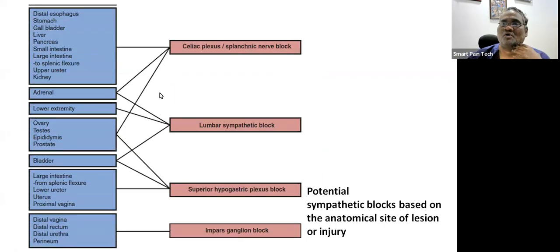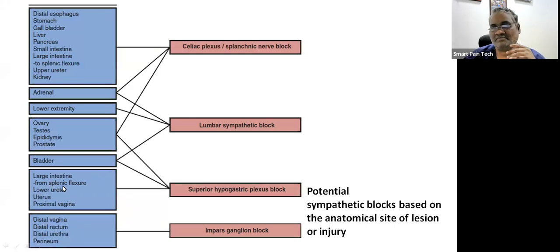Then the most common, the celiac plexus or the splanchnic nerve blocks. Any pain originating from the distal esophagus, stomach, gallbladder, liver, pancreas, the entire small intestine, and large intestine up to the splenic flexure. So this is very, very important: up to the splenic flexure. After that, your superior hypogastric plexus takes over.